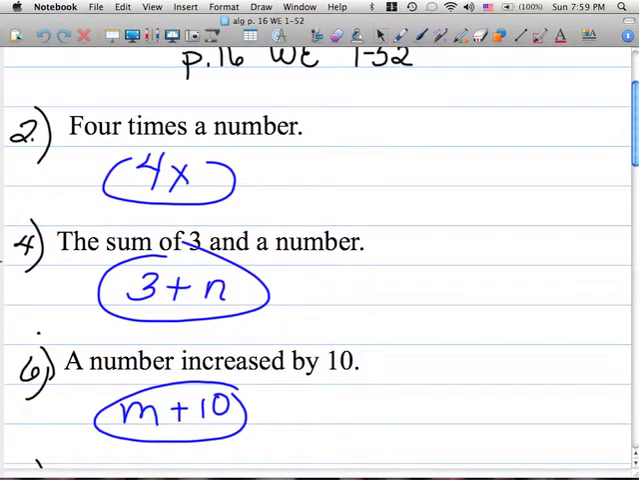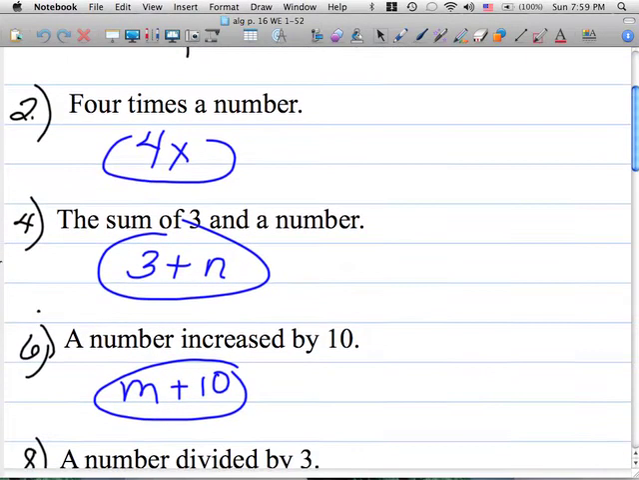Problem number 4, the sum of 3 and a number. Translating left to right, the sum means to add. 3 plus a number. I chose n this time. Again, you do not have to write the problem out on these. Just go ahead and translate.